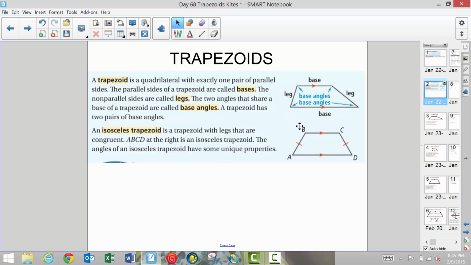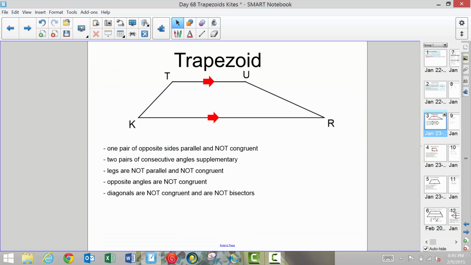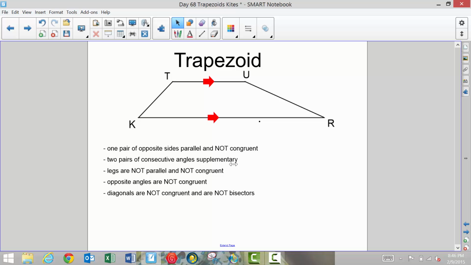So again, a trapezoid is a quadrilateral, one pair of opposite sides parallel and not congruent, one pair of opposite legs that are not parallel. So you have your trapezoid. Remember, arrows indicate parallel. So your trapezoid, you have one pair of opposite sides parallel and not congruent. So our red arrows indicate that those two segments are parallel and they're not congruent. Remember, parallel does not mean congruent.